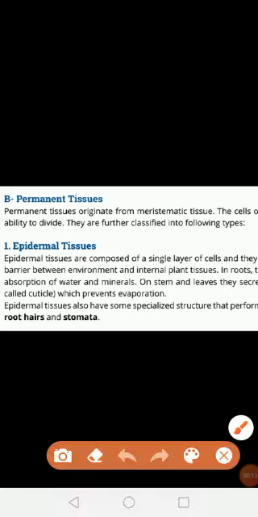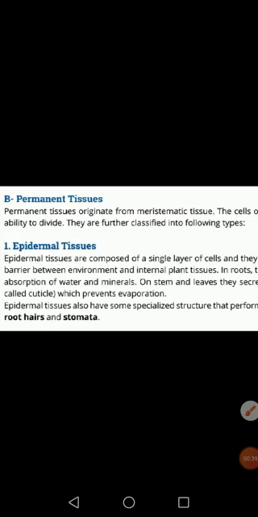Today we will start permanent tissues. Permanent tissues are another type of plant tissues, and they originate from the meristematic tissues. We have discussed meristematic tissues in our previous class. As you know, they are the tissues which have the ability to divide. Permanent tissues are formed from the meristematic tissues.